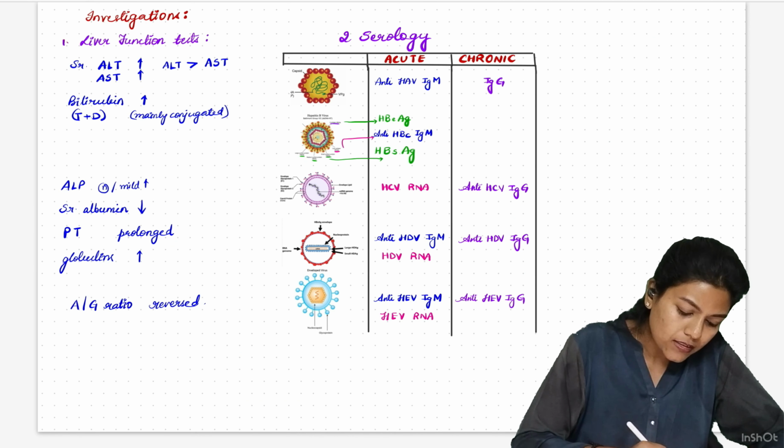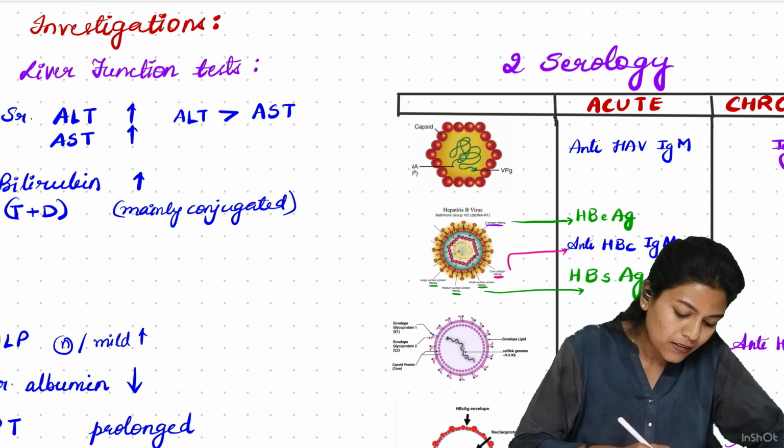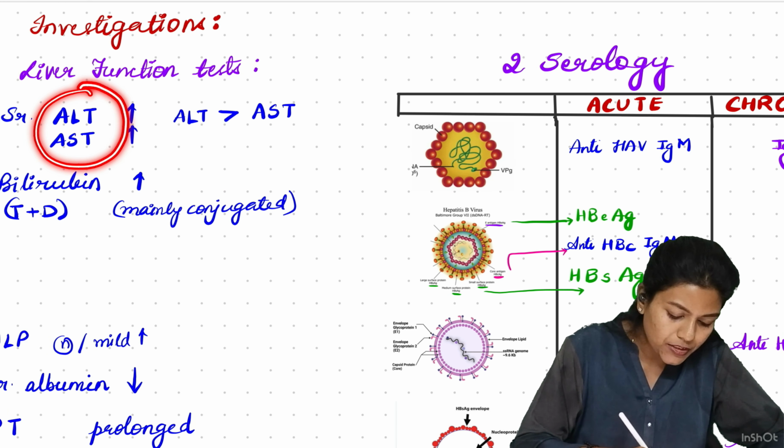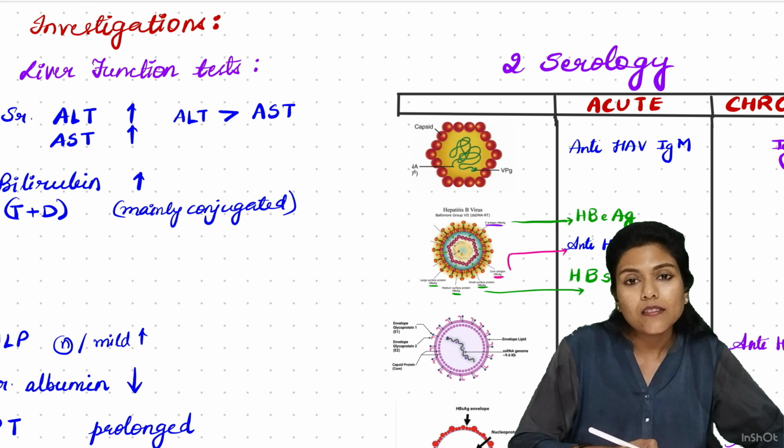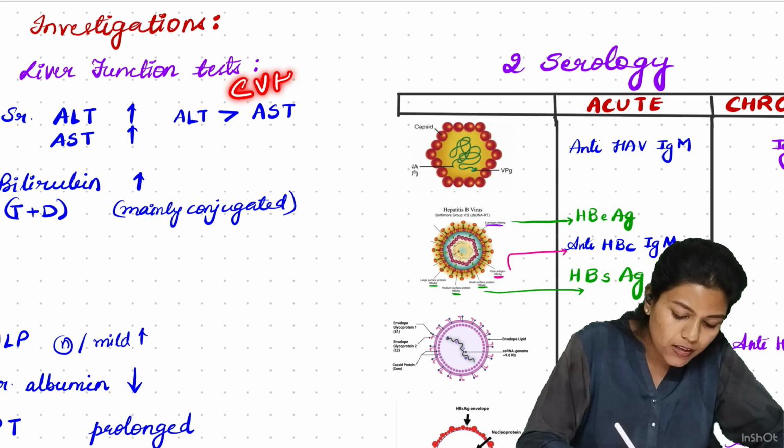Under the routine blood test, you perform a liver function test. The liver function test shows an increase in transaminases. Why? There's an increase in alanine and aspartate transaminases. What are these two enzymes? These two enzymes are the liver cell enzymes. In chronic viral hepatitis, there's liver cell injury.